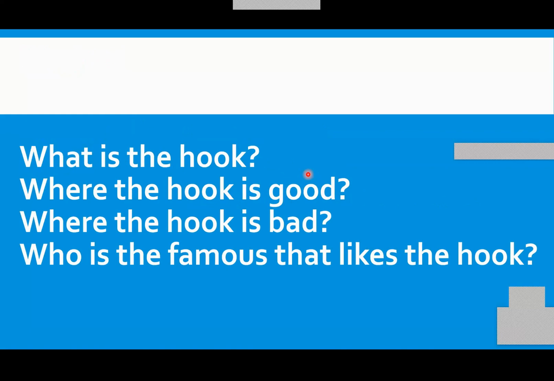Now the question: what is a hook? In which part of the article is the hook good, and in which part of the article will the hook be bad? And I have a funny question. Who is a famous person right now in the media who is doing lots of hooks? Any volunteer? Anybody can answer this question? Okay, well, you will see the answer in the end.